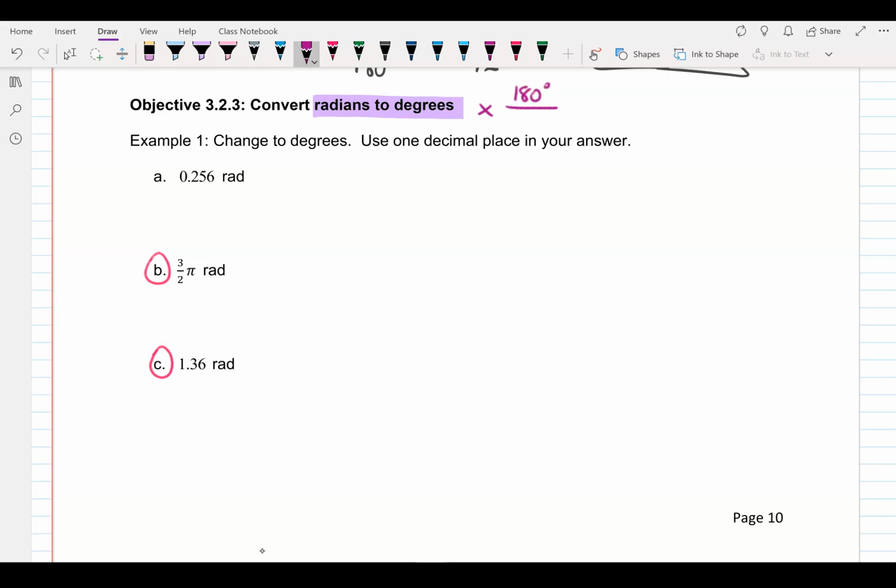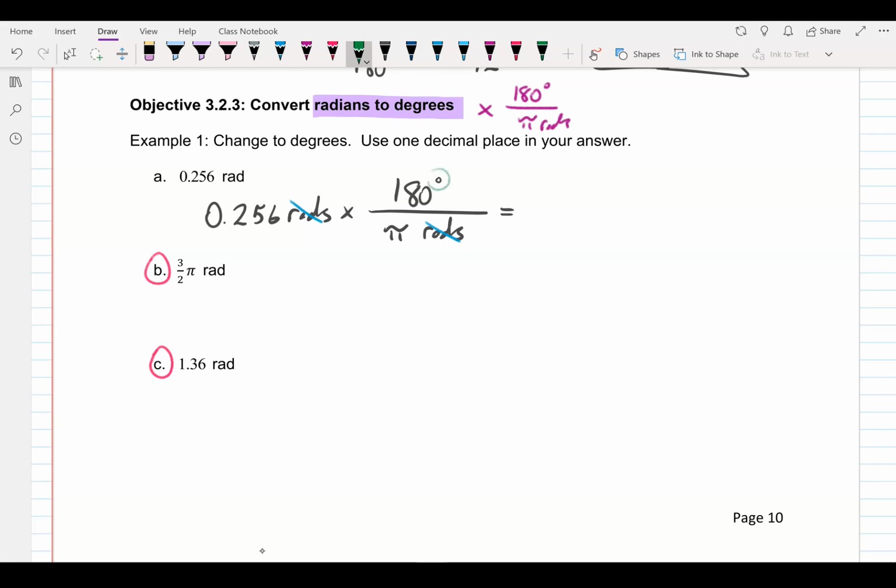So the degrees go on top, and the pi radians on bottom. Let me do the first one, and I'll leave the other two for you. We start with 0.256 radians. We want that in degrees, so put the radians on bottom. We right away know that will cancel, and this will give us degrees as our answer.